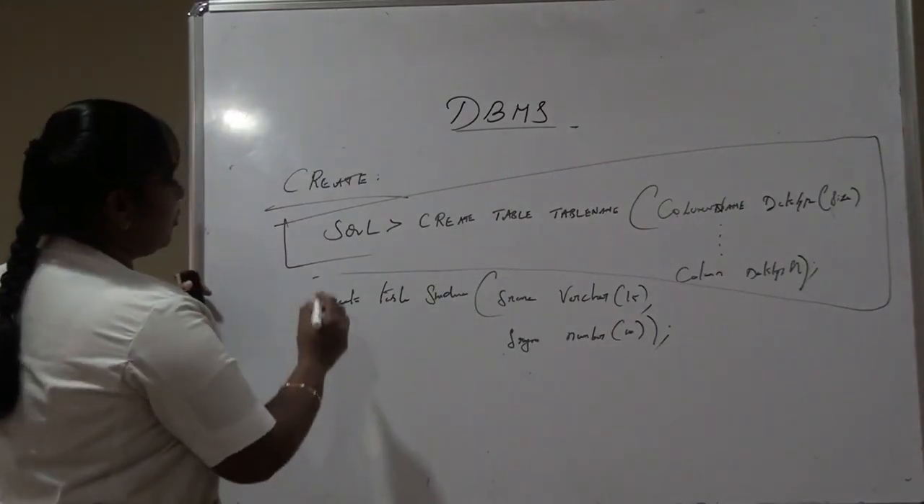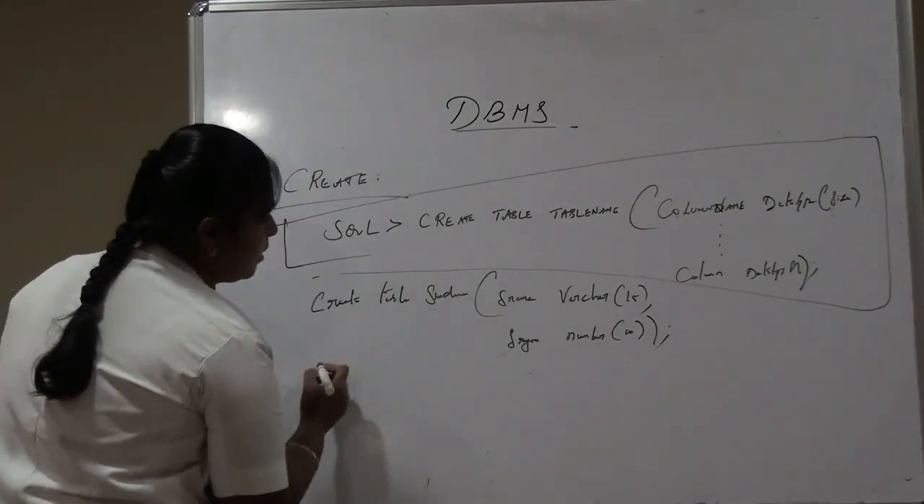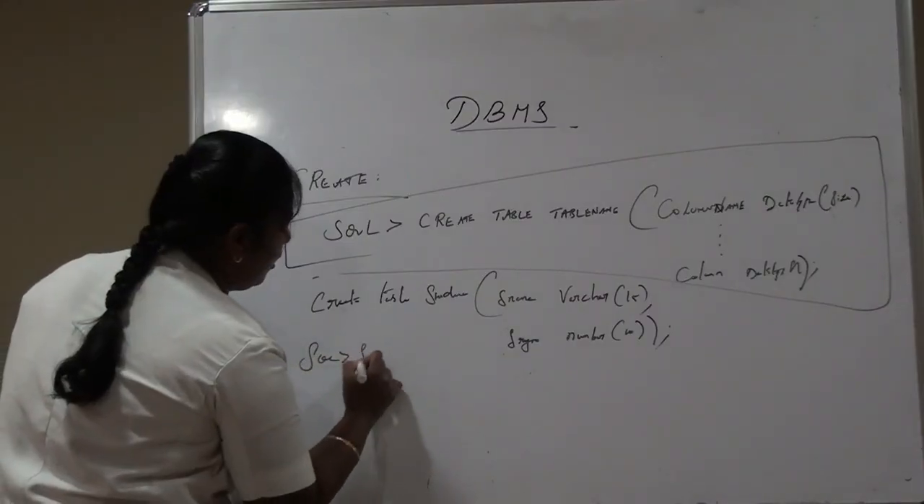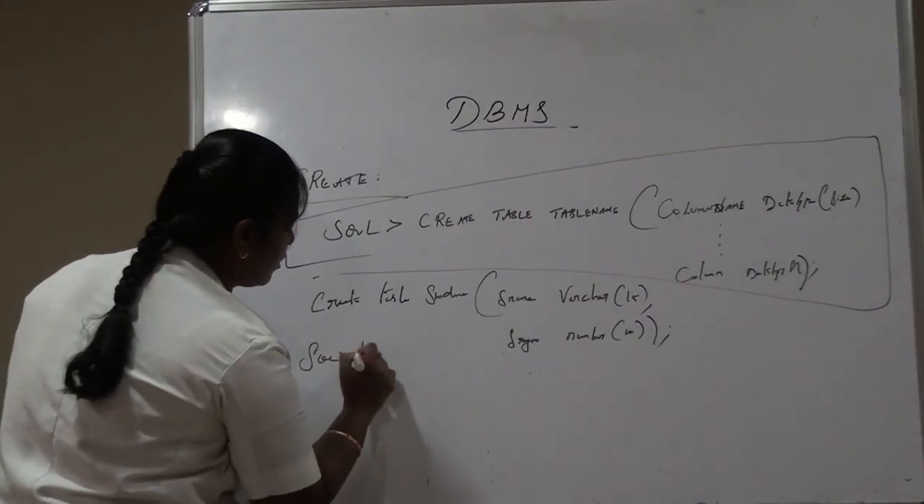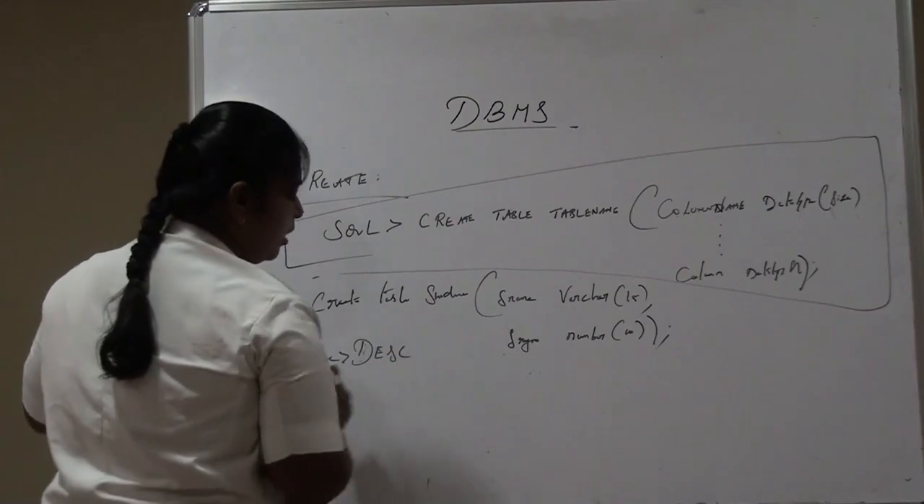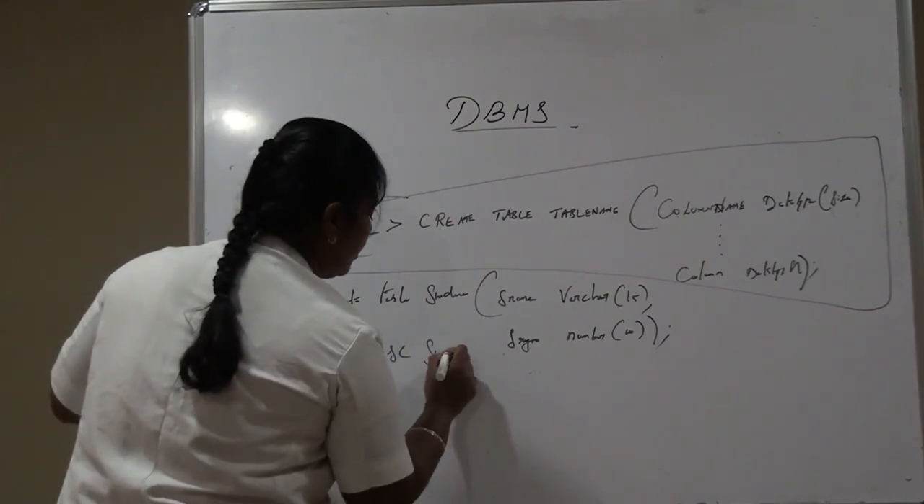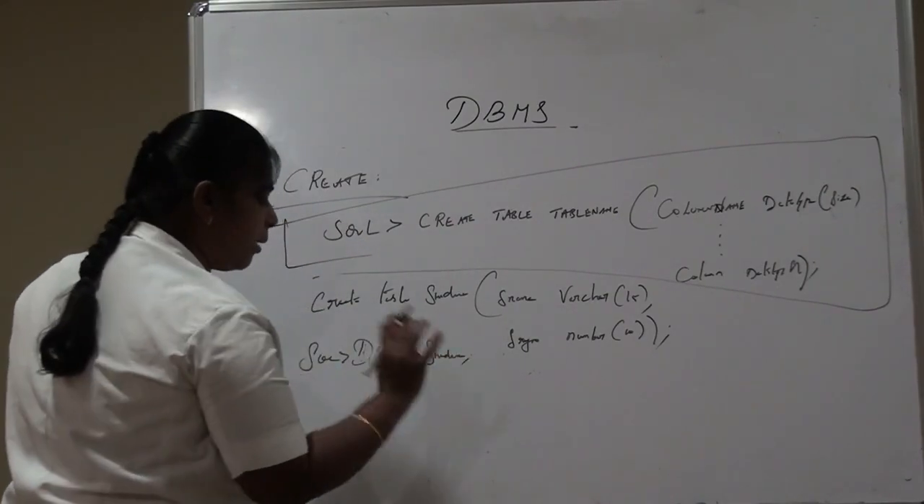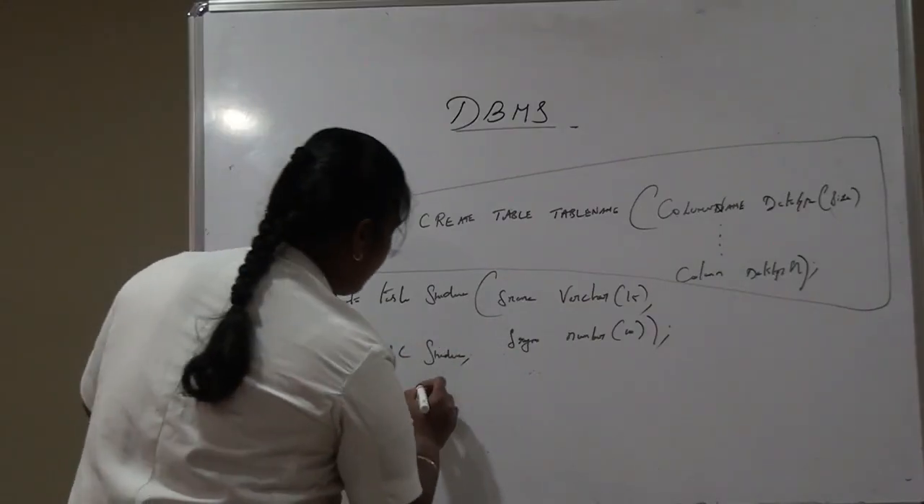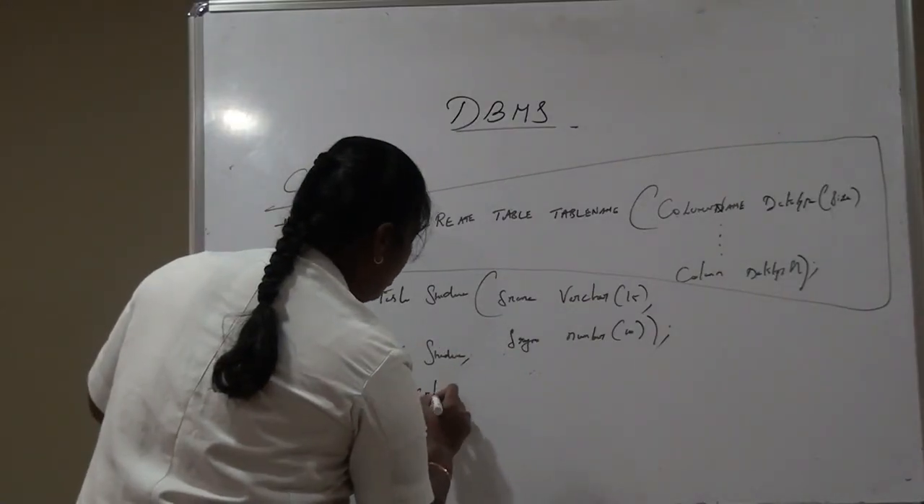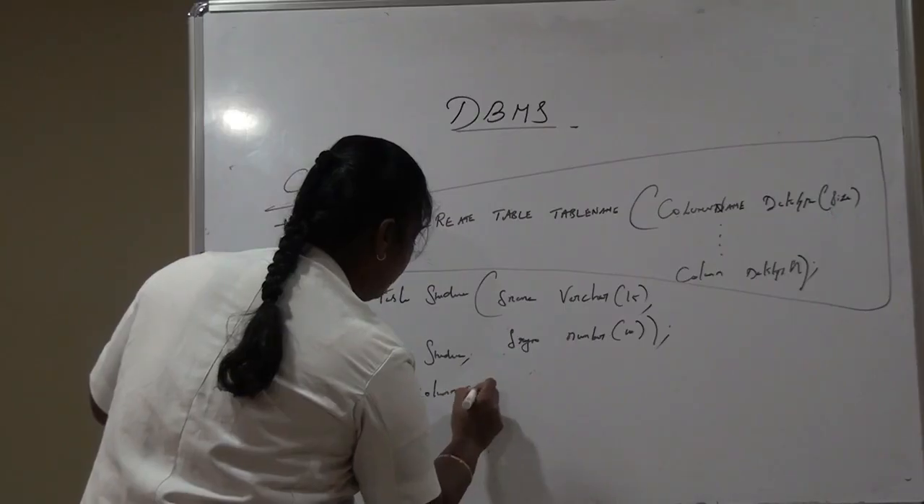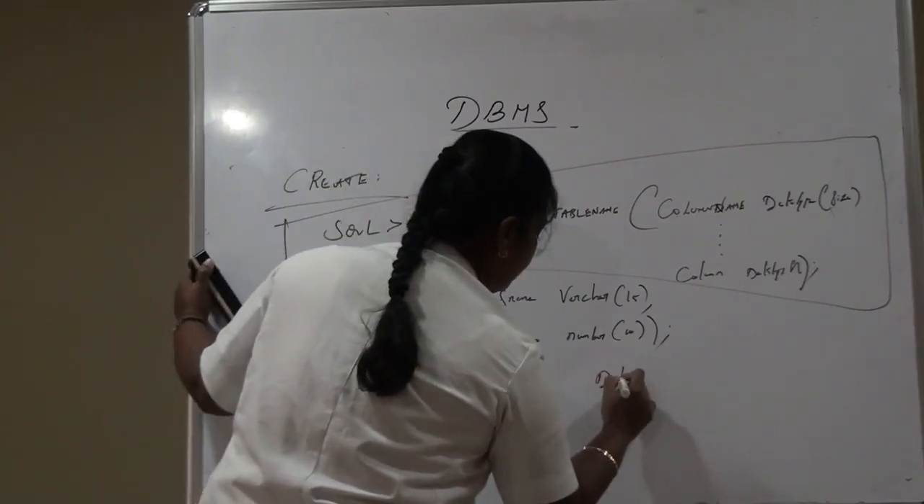Then we are going to describe the structure of this created table. How to describe means DESC. Describe your corresponding student, how it looks. It's a tabular format of result that takes place. Here what is the column name? What is the data type? Column name, then data type.